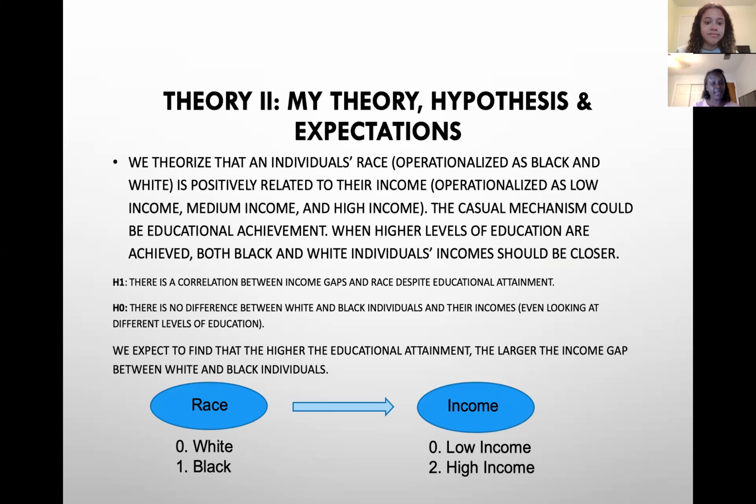So for race, which is defined as white equal to 0 and Black equal to 1, which will be explained more in depth later, and income is defined as 0 for low income and 2 for high income.